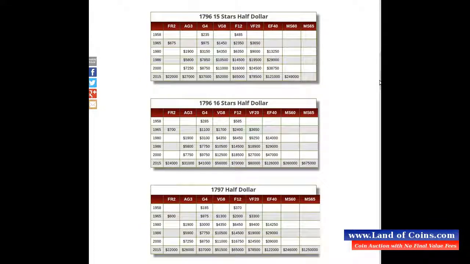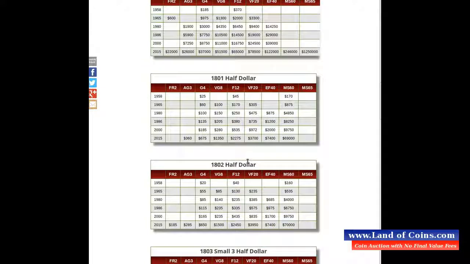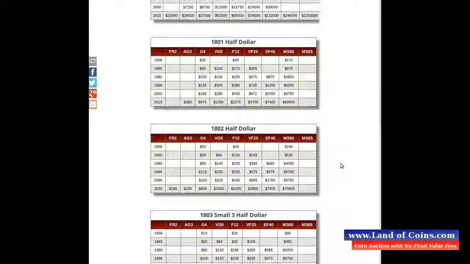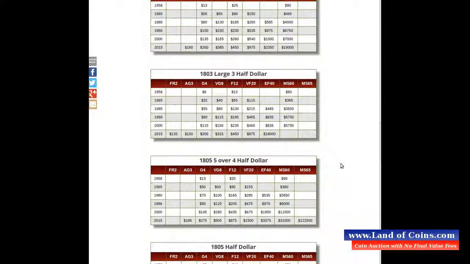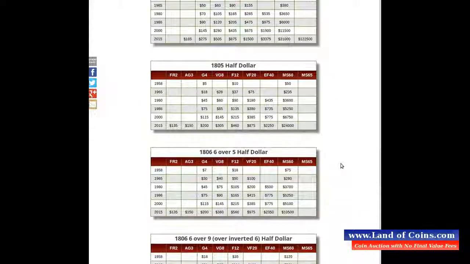Great investments. If you were looking to invest in the year 2000, let's say, the 1796 15 stars half dollar, let's just take EF40 condition, $38,000. Now it's $121,000 value in just 15 years. That's a tremendous return on investment. And you can see all of them are doing very well. So draped bust half dollars look to be very promising. Just make sure they're not overvalued and look at it a little more.